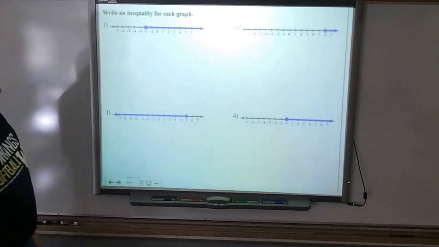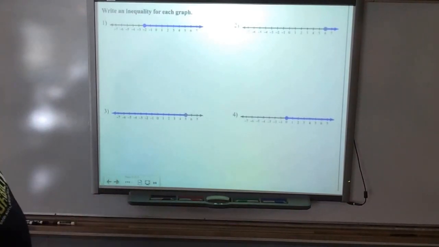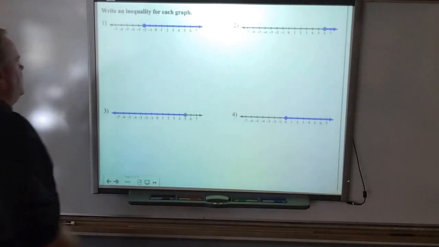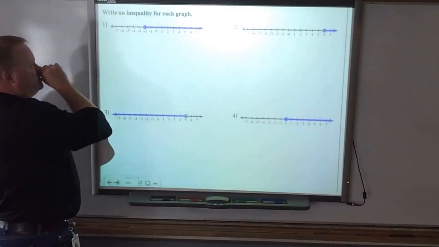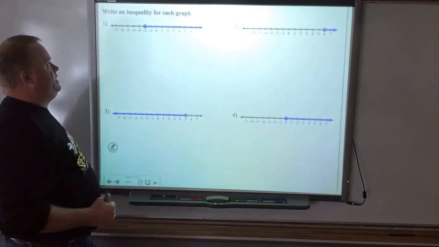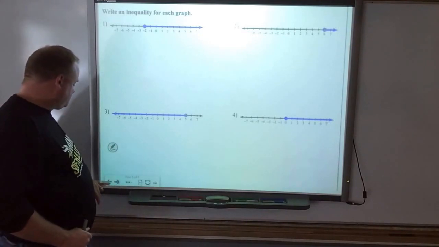The first one, I'm looking at the inequality, and it says write an inequality for each graph. As I look at this, I have a number line, and I have a solid circle. Well, with the solid, I'm going to go back for a second. I want to go back.